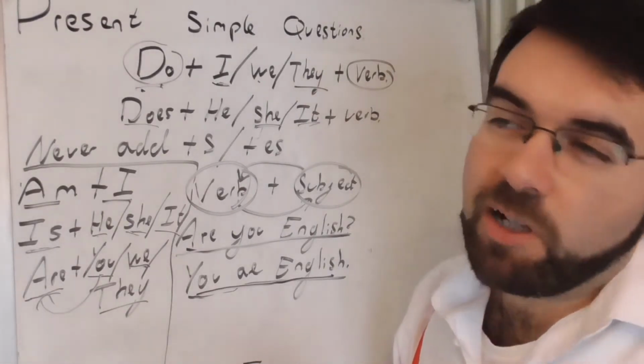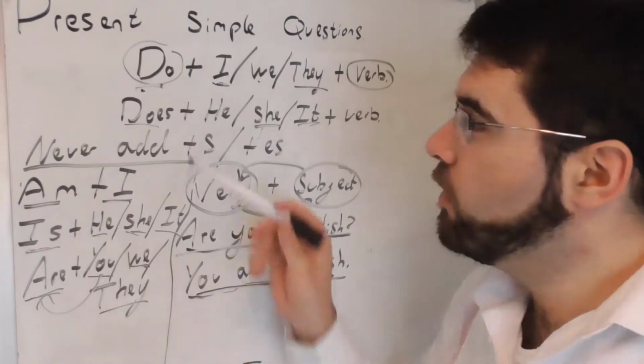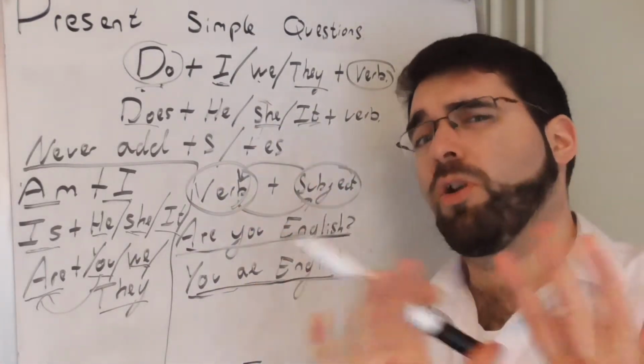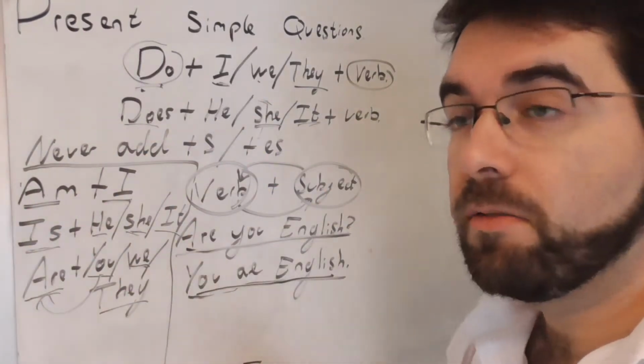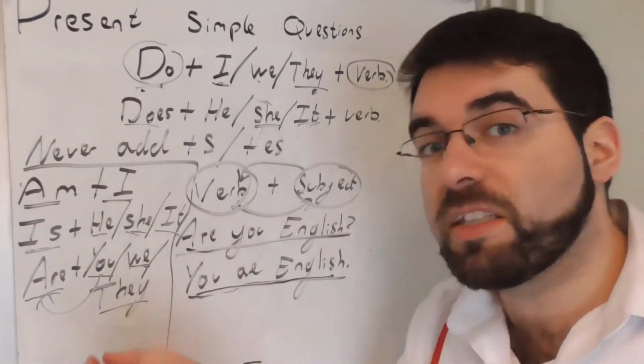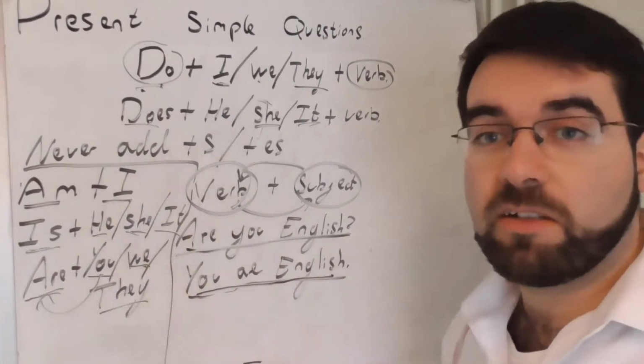Do I, I don't know, pick a verb. Do I dance? Do I sing? No. Does she sing? You have to ask her. Does she sing? Yeah. She sings. Does she sing? You tell her. Well, you ask her.